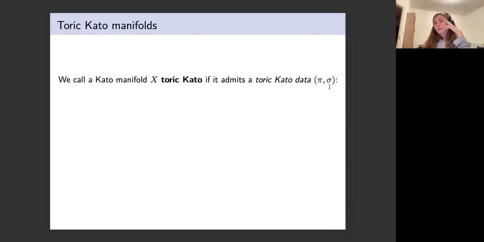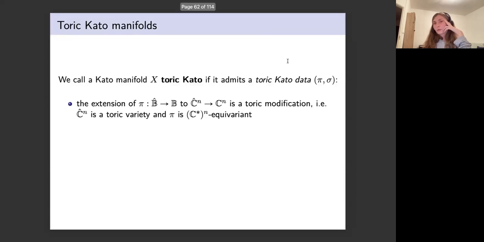So toric Kato data will be in the sense that you can try to guess which would be natural. So you're going to ask that the modification is toric. So this would mean, well, this modification, you can always extend it to a map from modification of Cn. You just extend it by identity outside of the ball. And you will ask that this modification is a toric modification. So this means that the modified thing is a toric variety and pi is equivariant with respect to the complex torus action.